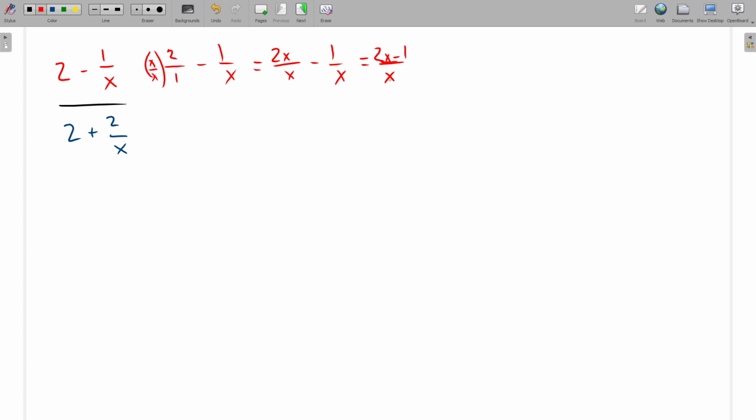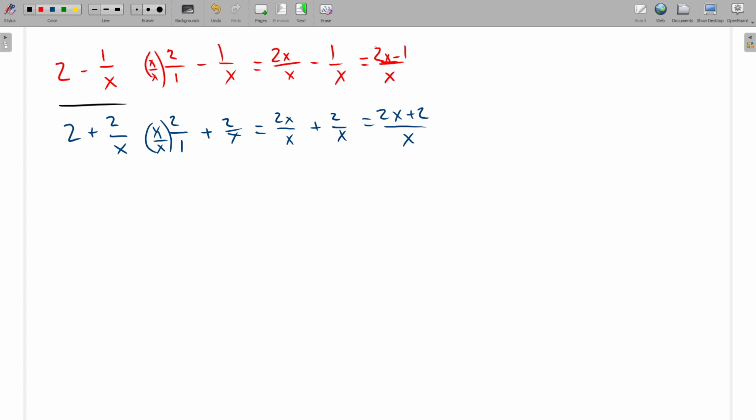But that's just the numerator. This rational expression is the numerator of my compound rational expression. So what's going on with the denominator? Same sort of thing. I have 2 over 1 plus 2 over x, and I want the common denominator, which again is going to be x. So we multiply the top and the bottom of this 2 over 1 by x over x so that we can get 2x over x plus 2 over x, giving us a common denominator so that we can actually add these numerators. We add them and we get 2x plus 2 over x.